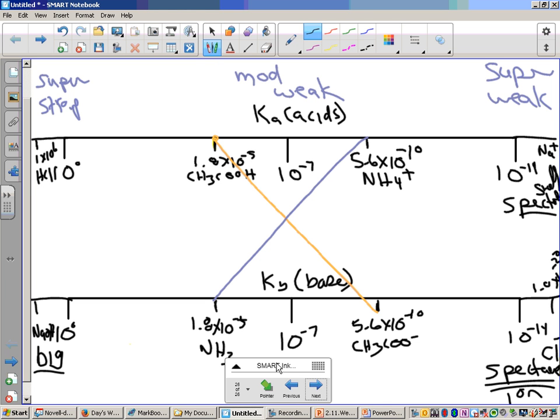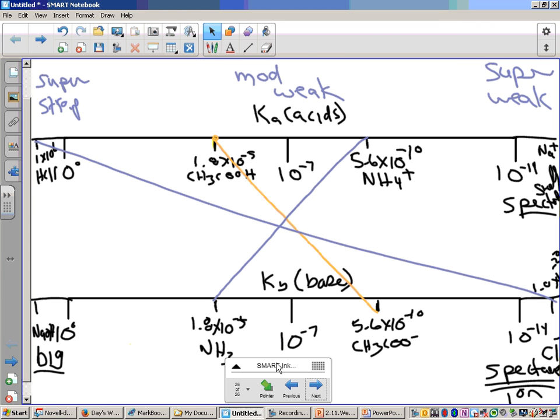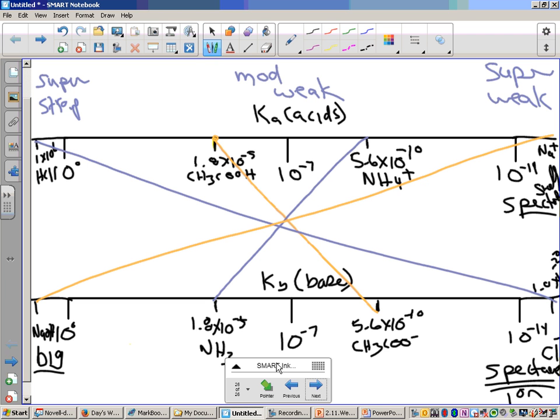Spectator. And again, just to finish off this illustration, going from that super strong, it cuts all the way across to become super weak. It's conjugate, whatever it is. And same thing here with the base. It goes from super strong to becoming super weak. And if I did my picture properly, all of these things should be crossing in the middle because of that relationship between Ka and Kb.